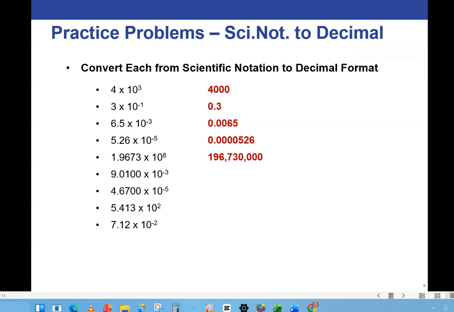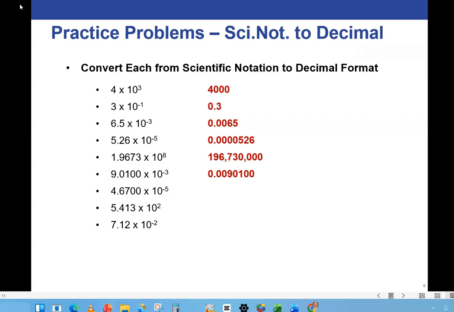Next example is 9.0100 times 10 to the minus 3. Well, the easiest way to do this is to place the 9 in the third position after the decimal point. And you'll notice that we kept the trailing zeros, the 00 at the very end, because those are significant. Now, I'm not going over the rules of why numbers are significant or not. I'm just telling you, in this case, they are significant, so we keep them there.